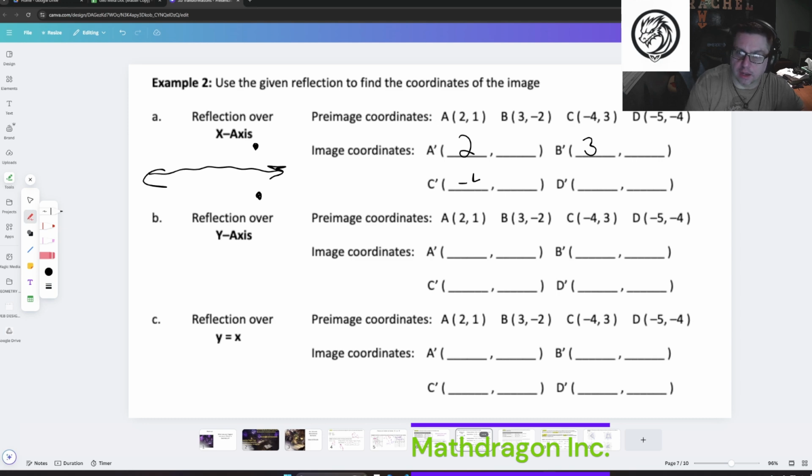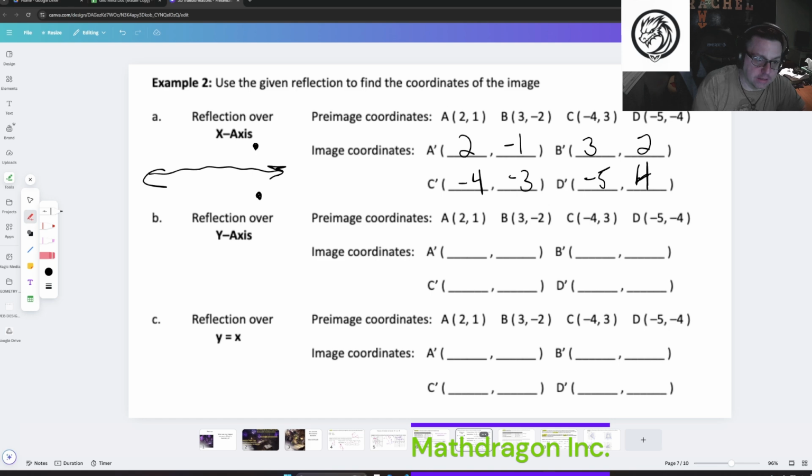So 2, 3, negative 4, negative 5. The x values don't change. We just change the y's to be the negative. Then this one's going to be positive. This one's going to be negative. And then this one's going to be positive. So you just alternate whatever the sign is for the y value only.